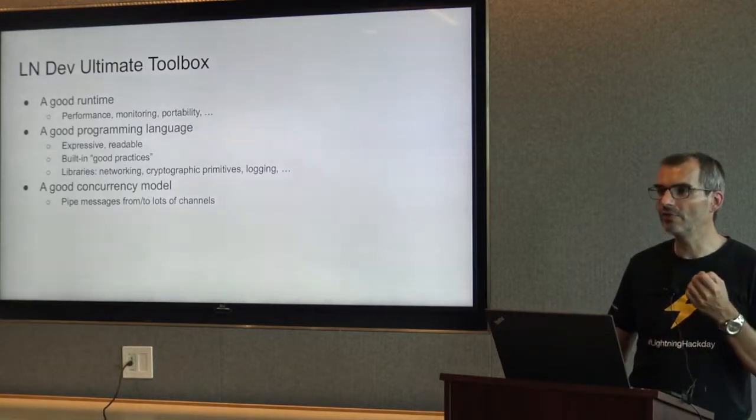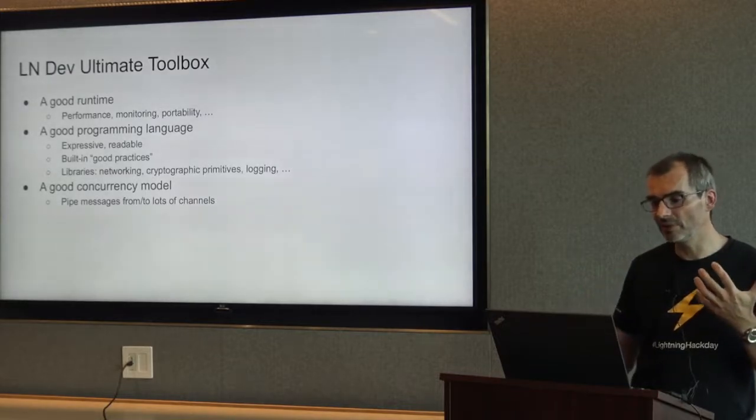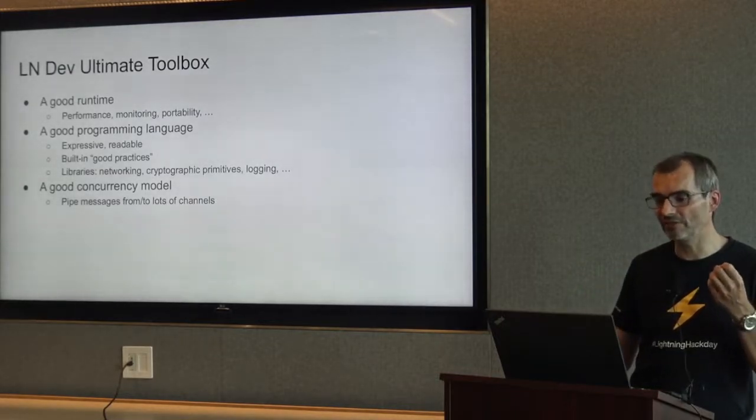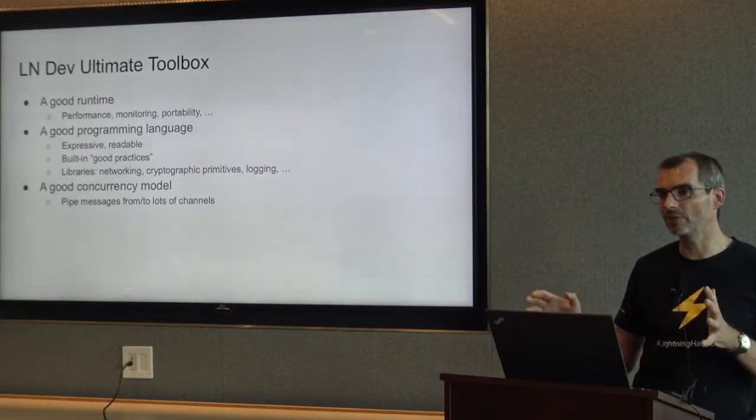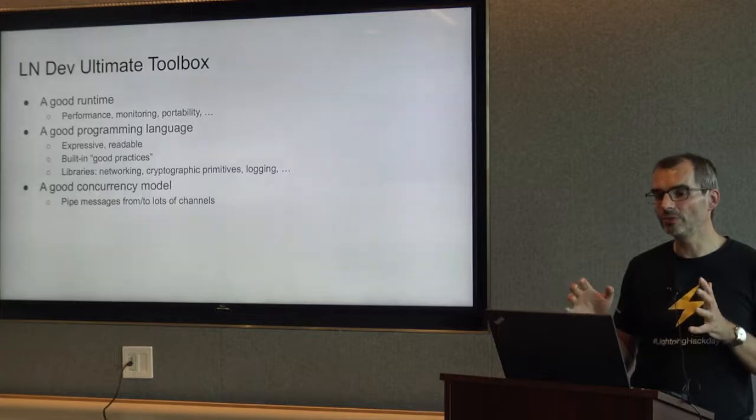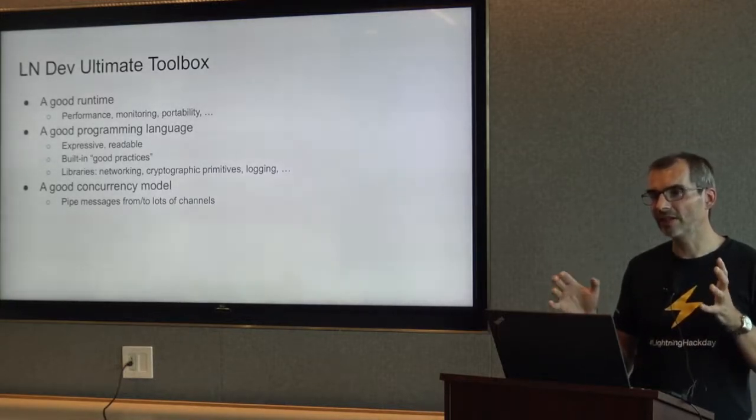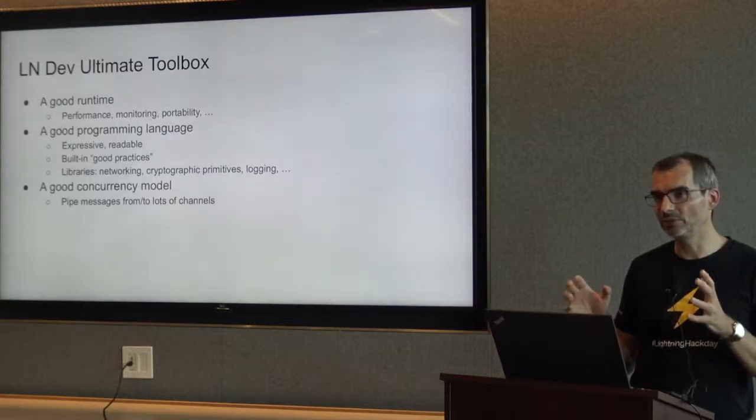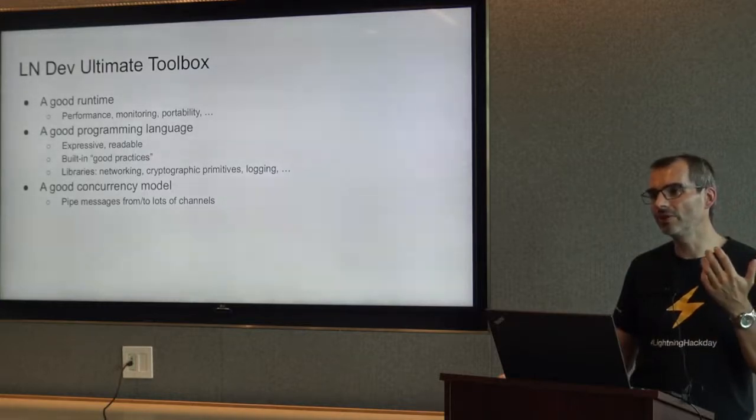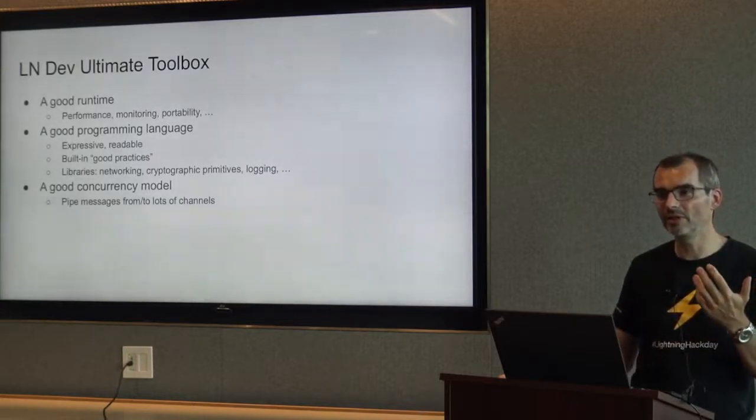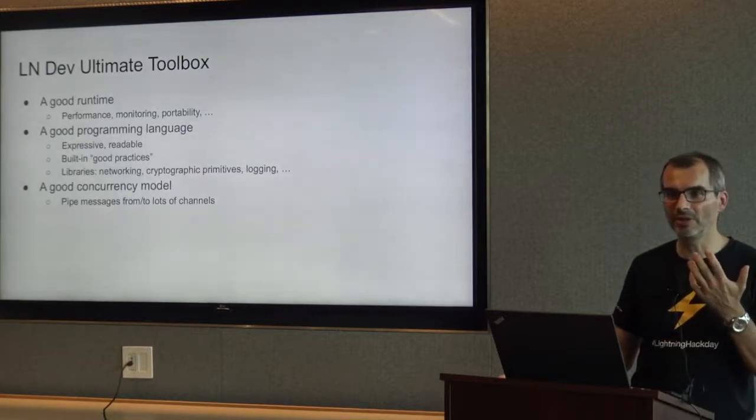So with our vision of what we wanted to build, what we needed was a really good runtime, something that was efficient, something that gave you monitoring facilities. We needed a good programming language. And a good programming language means expressive and readable. And readable means that when you look at the code, you understand what the code is doing, and you also understand, and it's even more important, what the code is supposed to be doing.